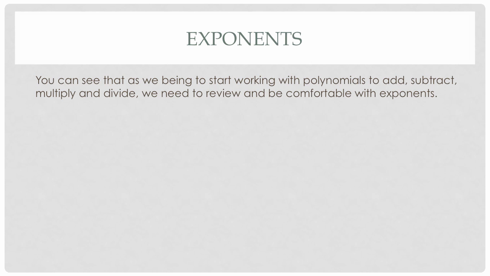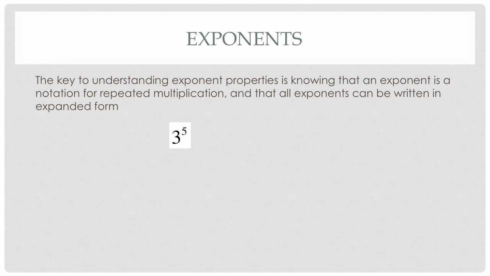Let's quickly review all the exponent properties that we've learned in the past. The key to understanding exponent properties is knowing that an exponent is just a notation for repeated multiplication, and that all exponents can be written in expanded form. So this 3 to the 5th power, if you remember, that 5 means I multiply 3 5 times. It's not 3 times 5, it's 3 times 3 times 3 times 3 times 3, 5 times.